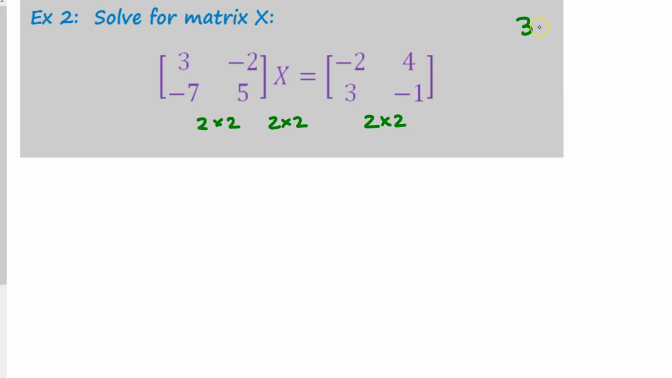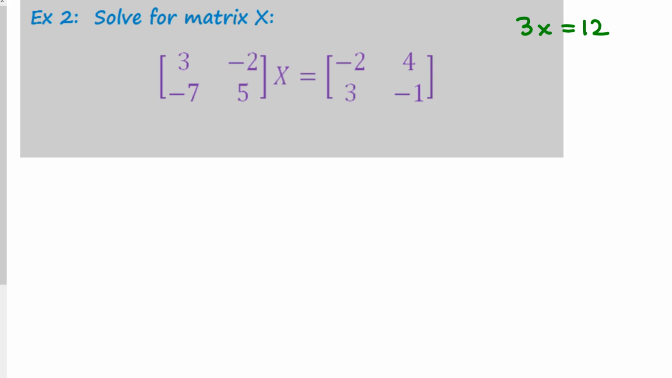If I have 3 times X, I get 12. Well, I want to know what X is. What would you do if you had to solve that problem? You would probably say, I would divide both sides by 3. But what if division did not exist? What if we didn't have a word for that? Because with matrices, we don't have a division.